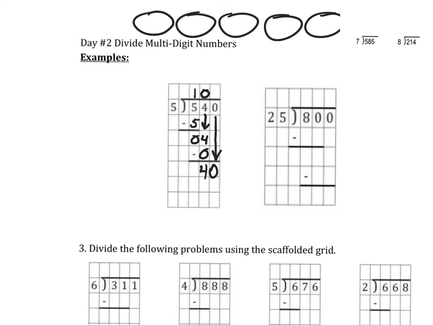So we have 40. How many times does 5 go into 40? Or what is 40 divided by 5? The answer: 5 goes into 40 8 times. 8 times 5 is 40. 40 minus 40 is 0, so there are no remainders. So 108 is the quotient.